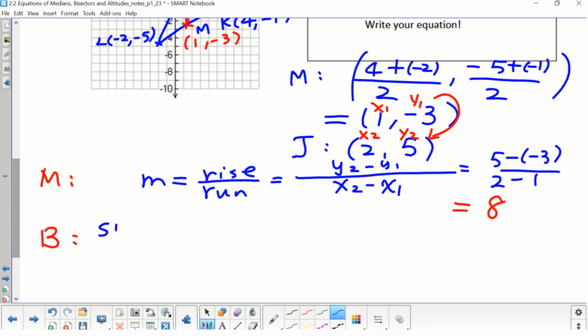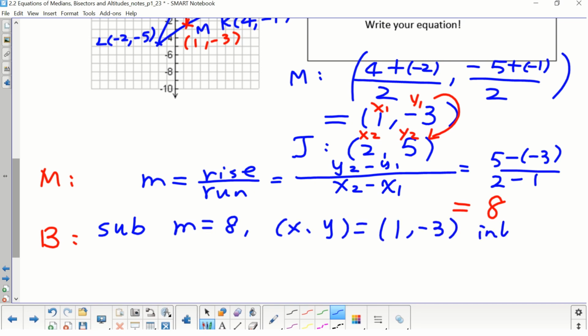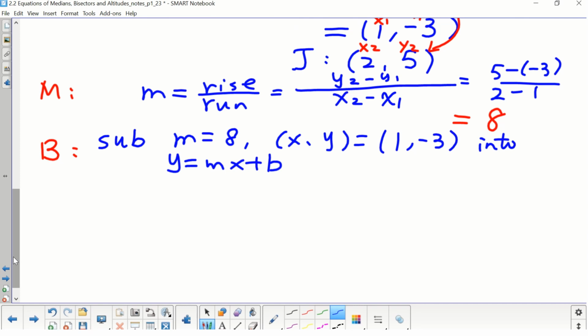So what are we going to sub in? Sub m equals 8. For x, y, you pick the first point, (1, -3), into y equals mx plus b. Then, like Katie said, y is -3, then continue.